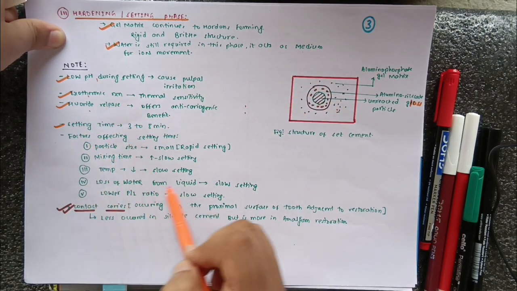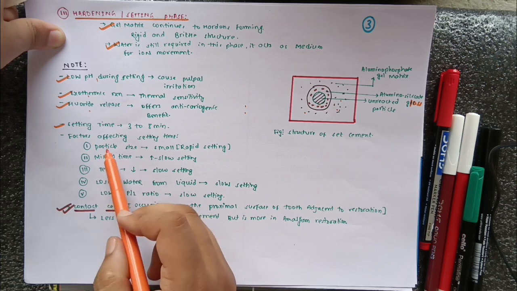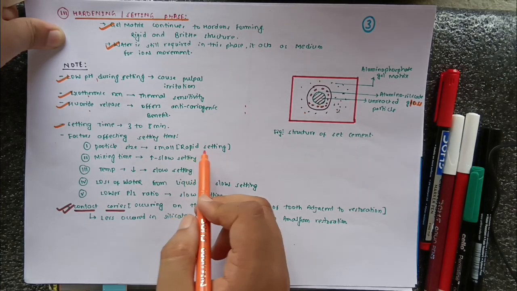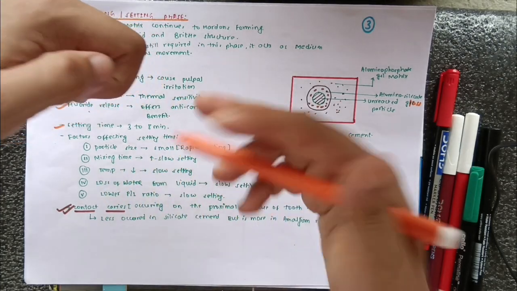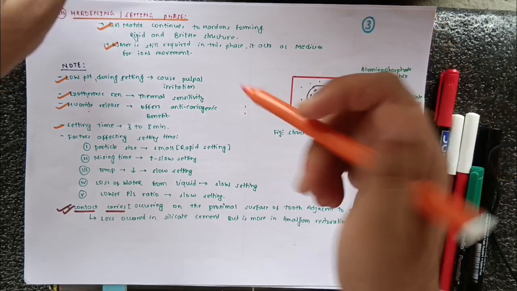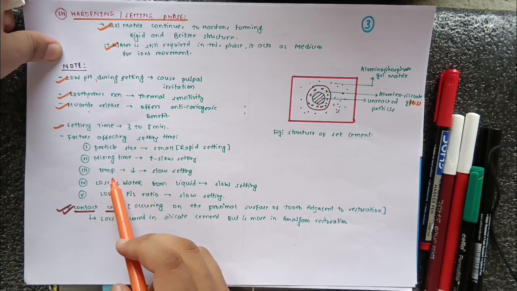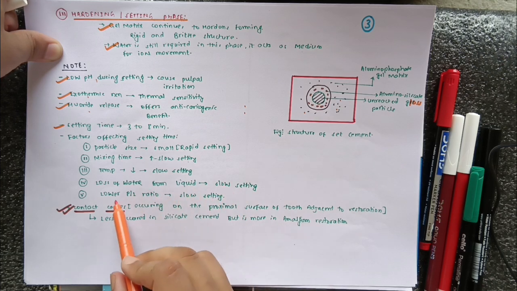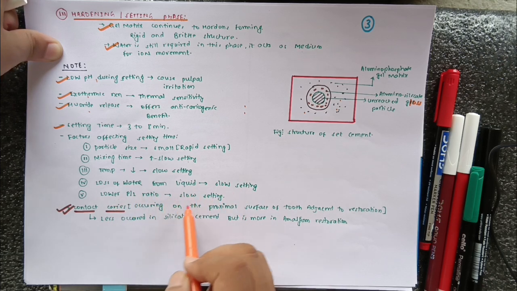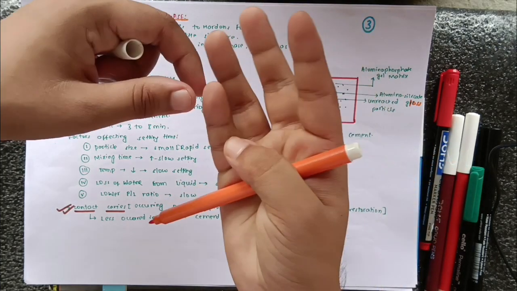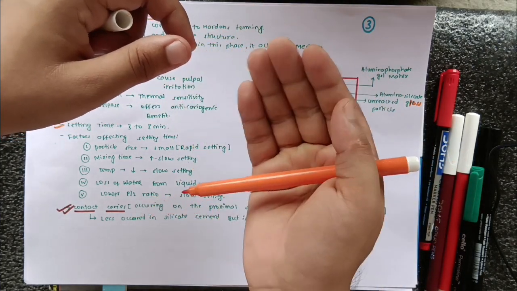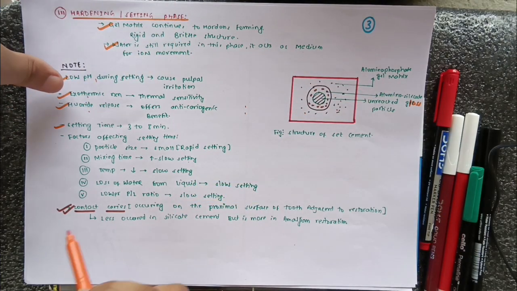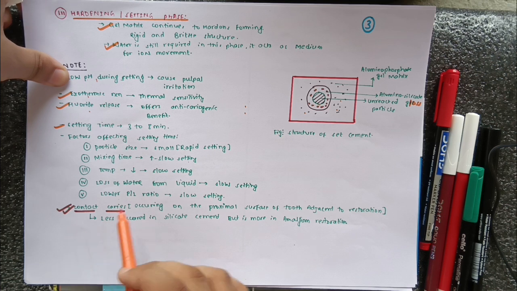And the factors that affect the setting time, I have mentioned 5 factors. If the particle size is smaller, the setting will be fast, a rapid setting. Similarly, mixing time: if you mix the cement for a longer time, there is a slow setting. Similarly, when temperature decreases, there is a slow setting, and loss of water from the liquid also causes slow setting. Similarly, a lower powder to liquid ratio also causes slow setting. So we have 5 major points: particle size, mixing time, temperature, loss of water from the liquid, and lower powder to liquid ratio.